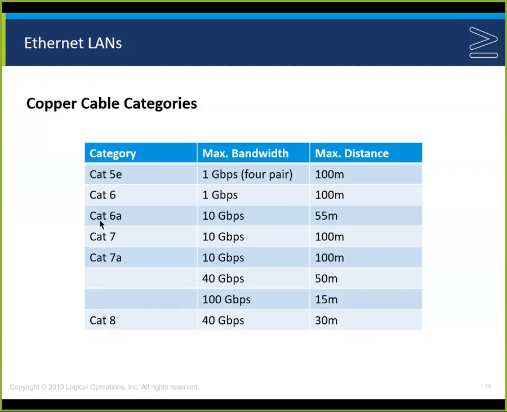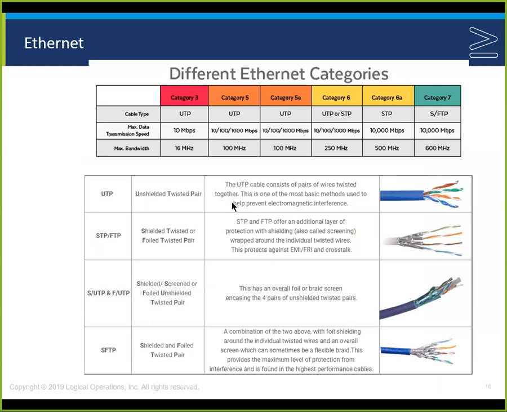The different categories here, we have the 5E, 6, 6A, 7, 7A, and 8. 5E, gigabit per second, there's 4 pair. Cat 5, we can use that. With a Cat 5, we only use 4 of the pair. But again, the distances that we go, 100 meters, 100 meters, 100 meters, 100 meters. So what are you going to do? The standard is 100 meters. Now you've got to look at the exceptions to see what the differences are.